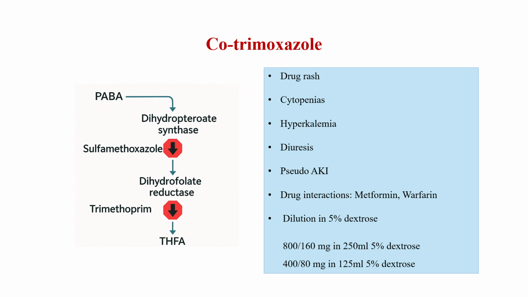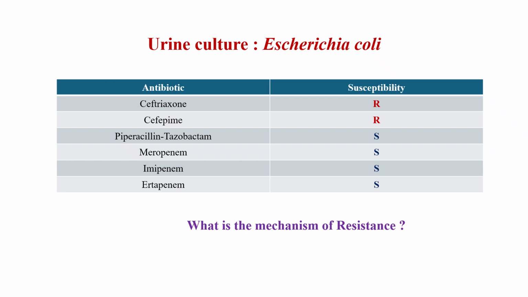It can also lead to a bad thrombophlebitis. So it has to be diluted in 5% dextrose. And once you reconstitute cotrimoxazole, you have to see if there are any precipitates in the fluid which you are hanging at the bedside of the patient. So let us move to another culture report.